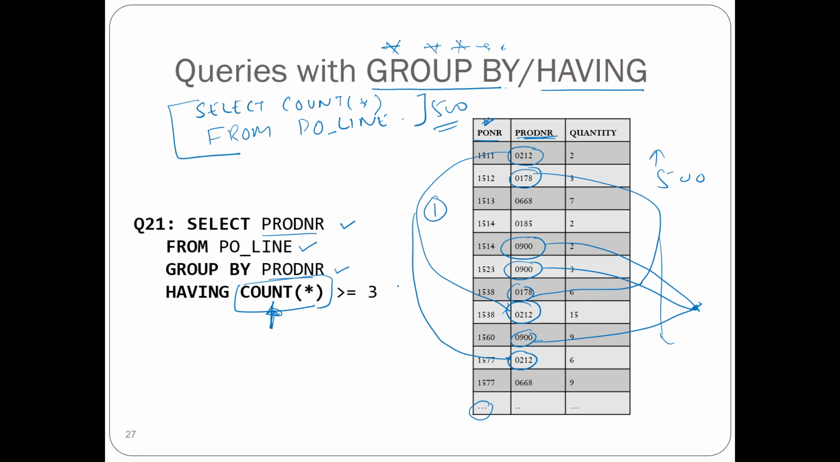Okay, now if you follow, then let's put that thing in this query and try to understand. When we say select prod NR from PO line, group by prod NR having, now this having is interesting, I'll come to having later, having count star greater than or equal to 3. So this having is similar to the where clause.